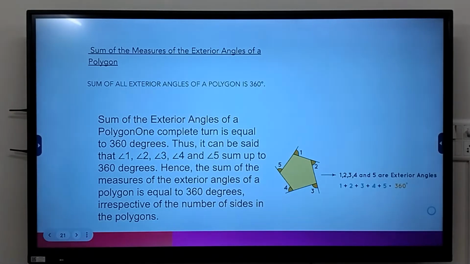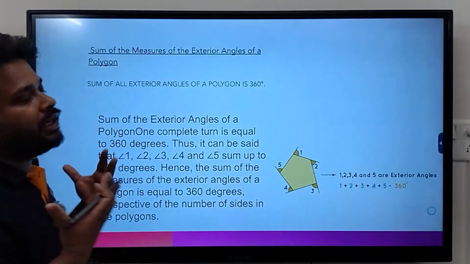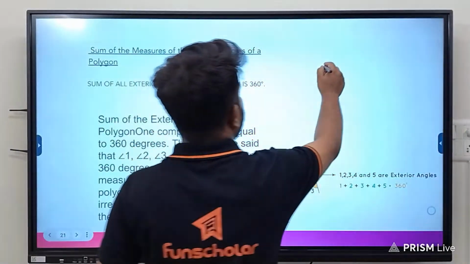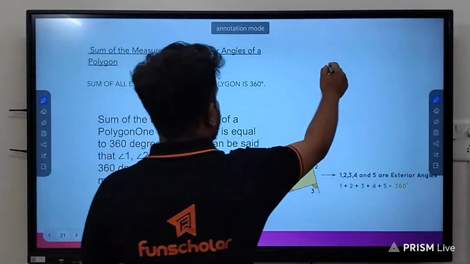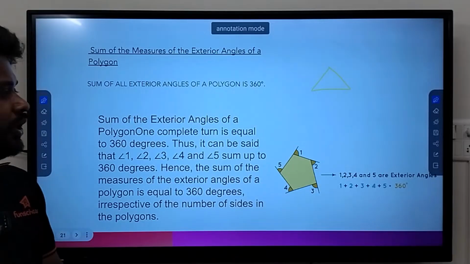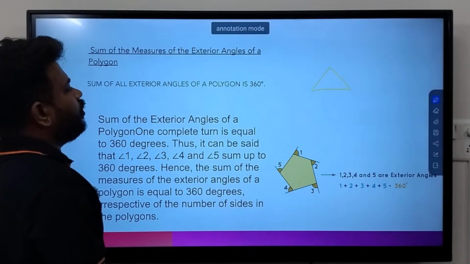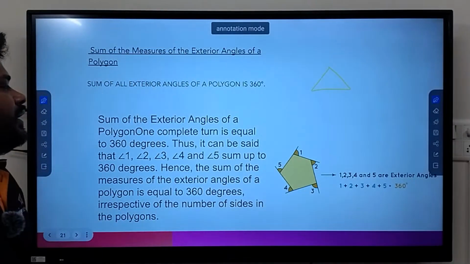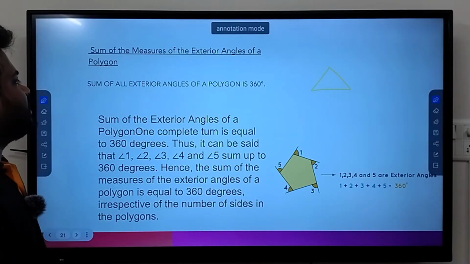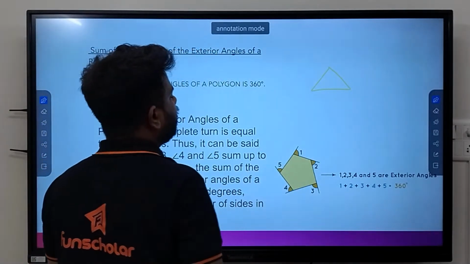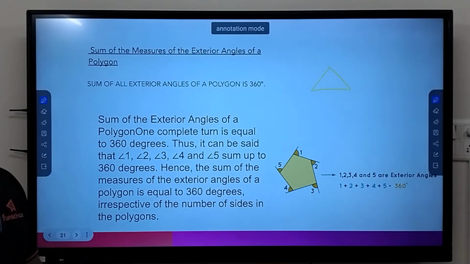Sum of all exterior angles of a polygon is 360. Talking about what we have already learned in convex and concave polygons, for a triangle we already know that the angle sum property is 180 degrees. And the sum of all exterior angles of a polygon is 360 degrees. If I talk about this pentagon, 1 2 3 4 5, they all are the exterior angles and their sum will be 360 degrees.